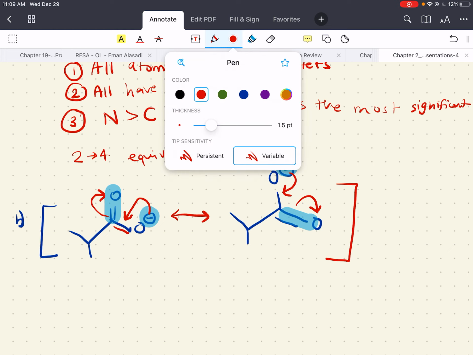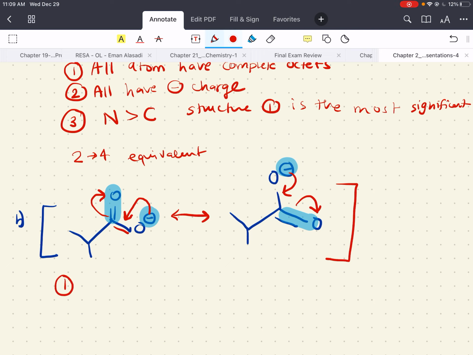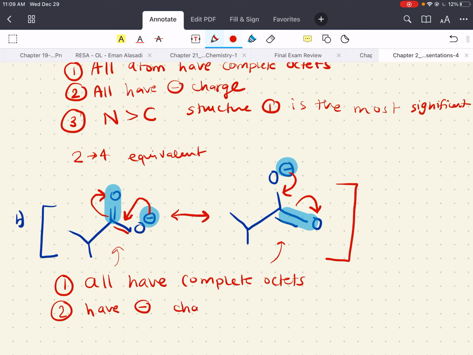Now, if we go down our list, they all have complete octets. Both of these structures and all the atoms in them have complete octets. So that's not going to help us determine which is a more significant resonance form. So we move on to our second question: fewer formal charges. Both of them have a negative formal charge. Well, then we can move on to the third question.